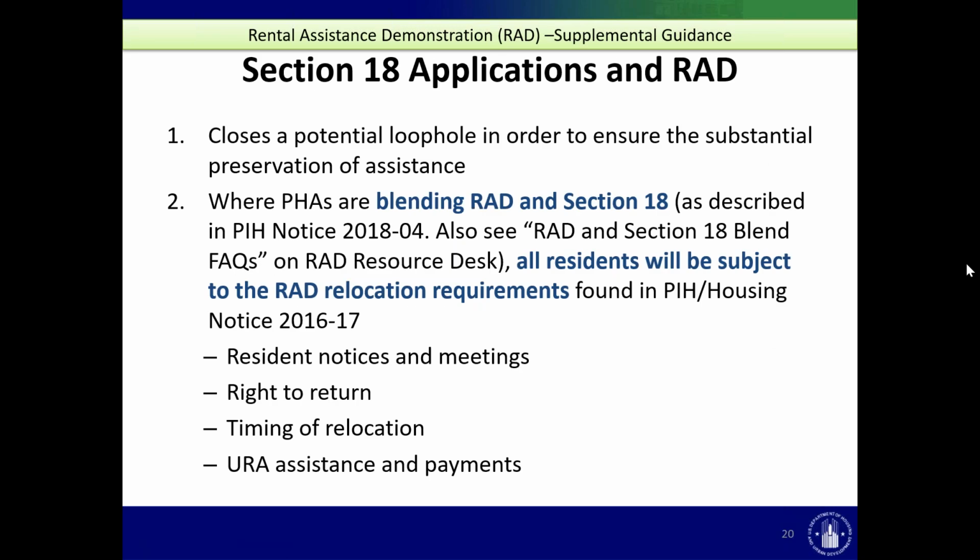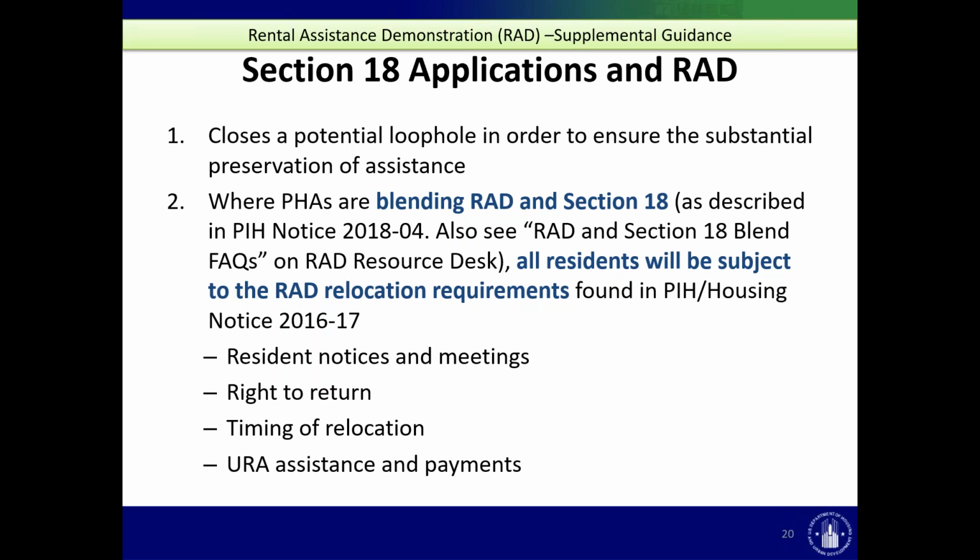We'll move on to the next item in the supplemental notice, which has to do with Section 18 applications and RAD. There's one paragraph, and it really does two things. It closes a potential loophole that was probably unlikely to be used, and I'm not going to go into great detail here, but it was a loophole that could have undermined our substantial preservation of assistance goal. So it gives us the authority to reject the RAD conversion if it will be used along with Section 18 and ultimately significantly reduce the assistance.